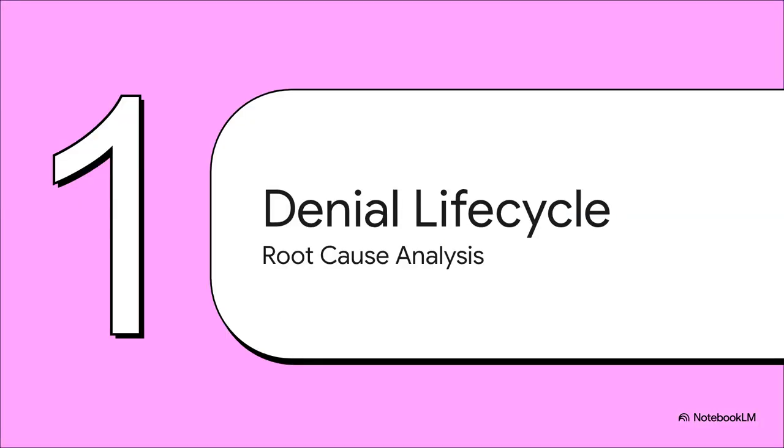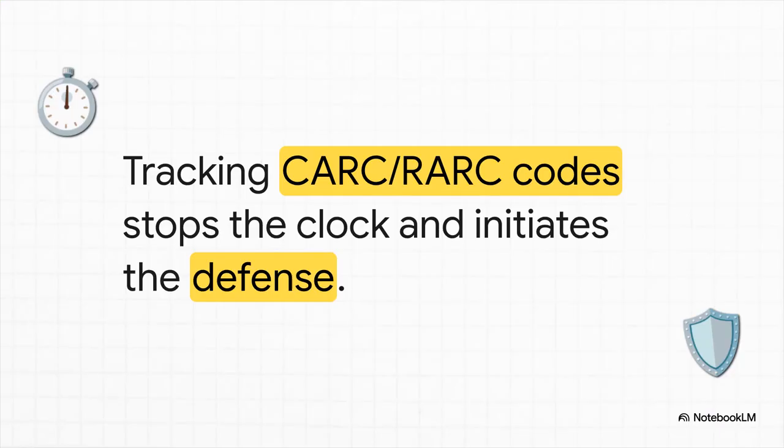All right, let's kick things off with Section 1, the end-to-end denial lifecycle and root cause analysis. So, you know the old saying, you can't fix what you can't track? The denial lifecycle officially starts the very second a claim is rejected or downgraded by the payer. This happens through the ingestion of electronic remittance advice. And notice the mechanism we're using here.